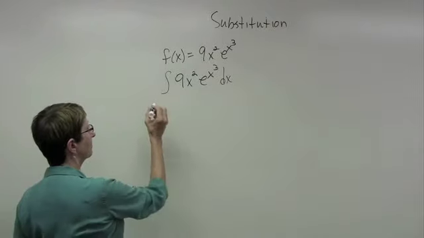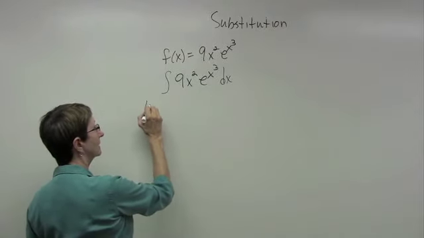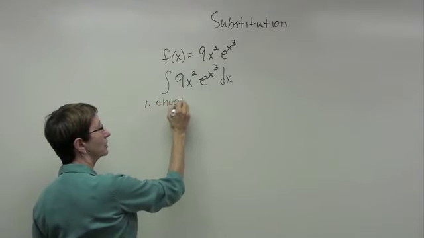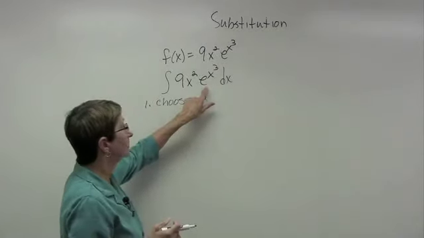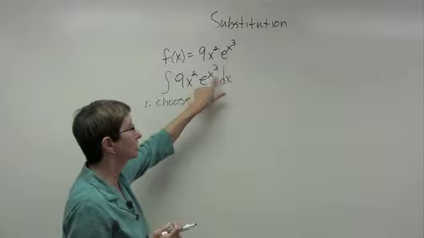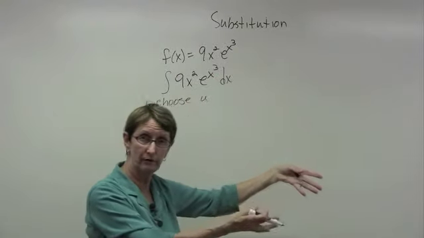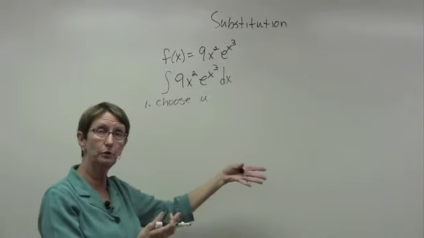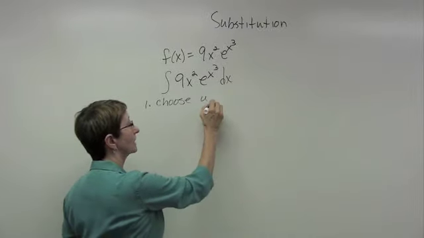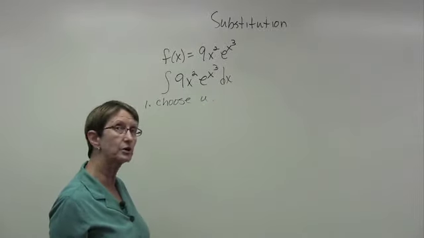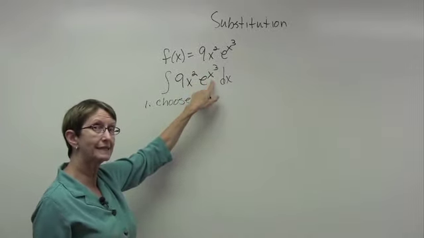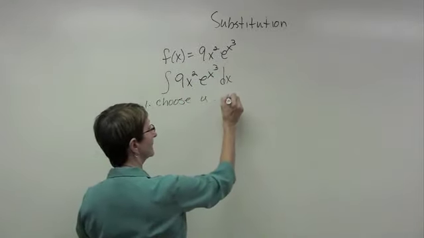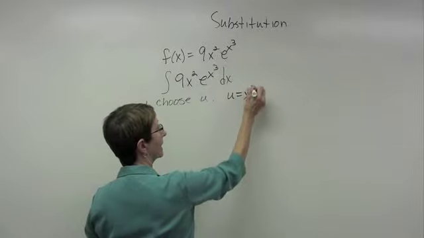Our first step, number 1, we're going to do something called choose u. Remember when we talked about rules for derivatives, e to the u, and then we multiply by the derivative of the exponent, the derivative of u? That's what we want to do first, is figure out what is the inside function. Well, we already decided that x to the 3rd was the inside function. So let's let u equal x to the 3rd.